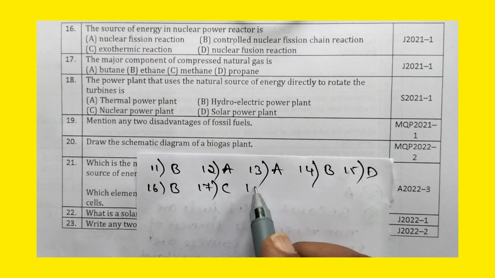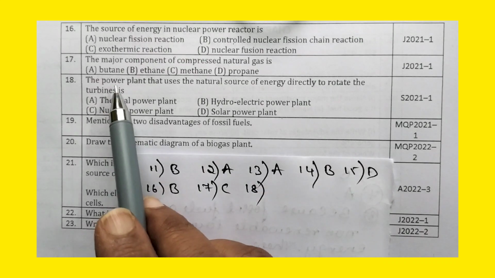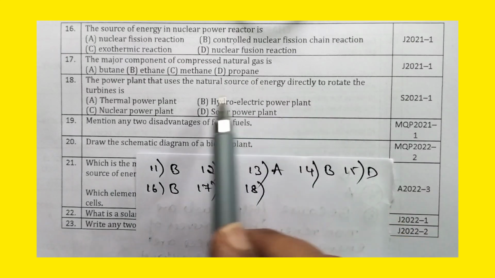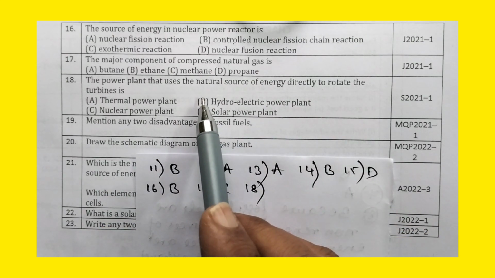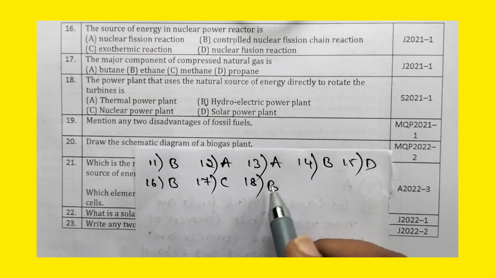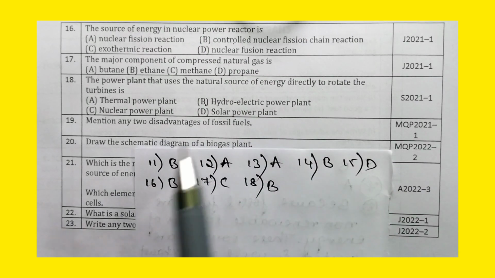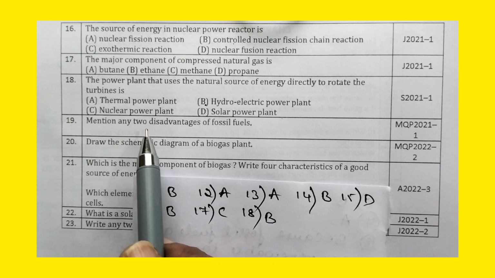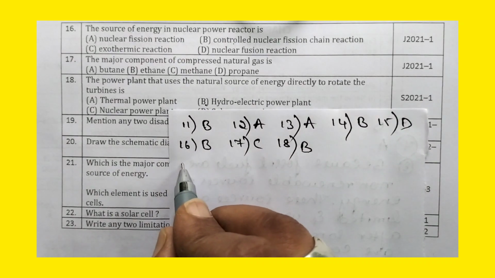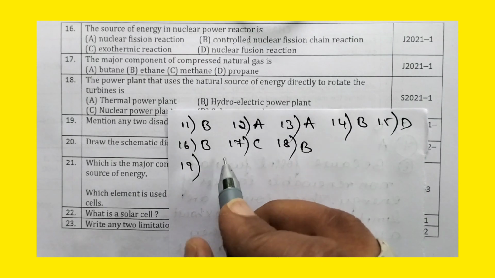Now let us move to question number 18. The power plant that uses a natural source of energy directly to rotate the turbine. It is a repeated question. So the right answer is option B, that is hydroelectric power plant. Next, mention any two disadvantages of fossil fuel. So now let us answer question number 19.